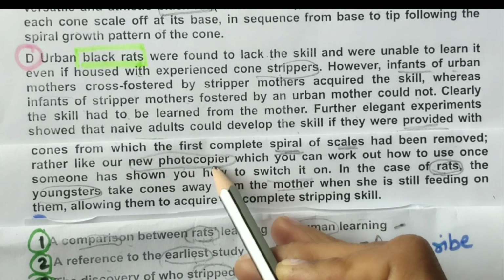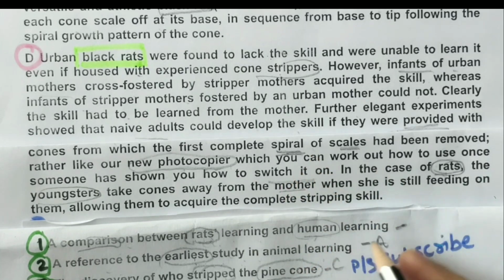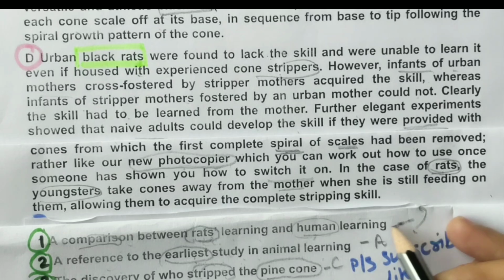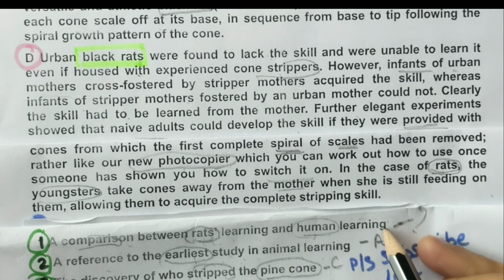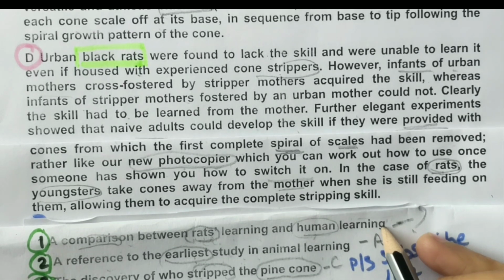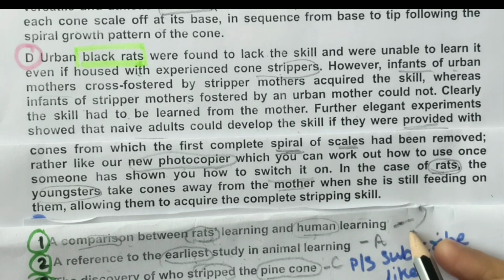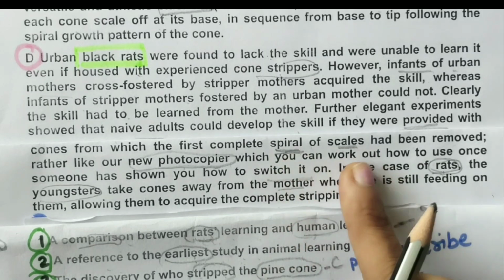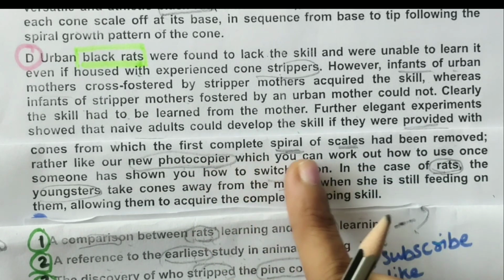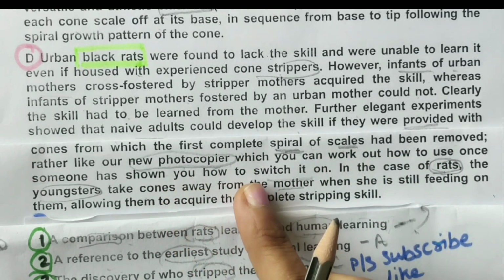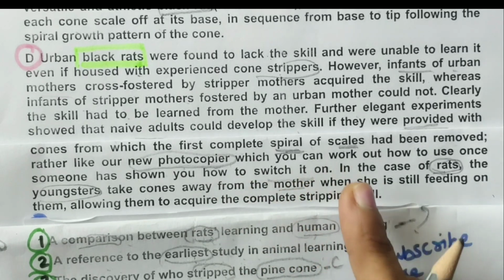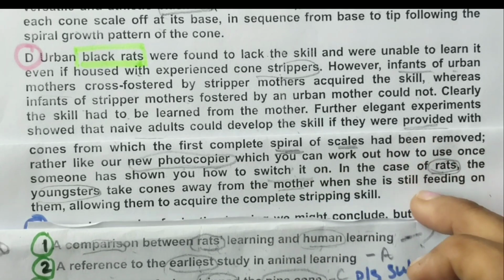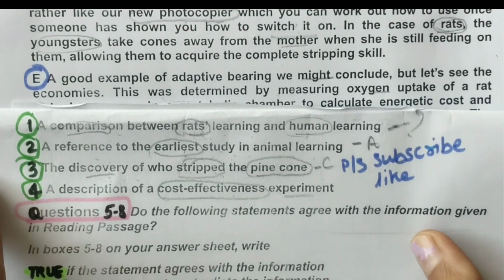I think they are talking about human beings, but I am not clear, so I will not mark it. So I will mark a question mark, because if I have not completed or achieved the answer, I will just mark a question mark still, but I will write it here, D. In fact, it is rather like the new photocopier, which you can work out how to use once someone has shown you how to switch it on. I think in this experiment they are talking about human beings, but still we will read other paragraphs also.